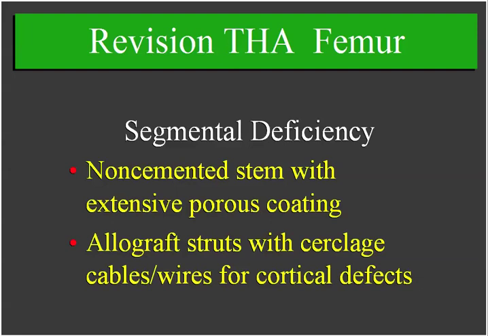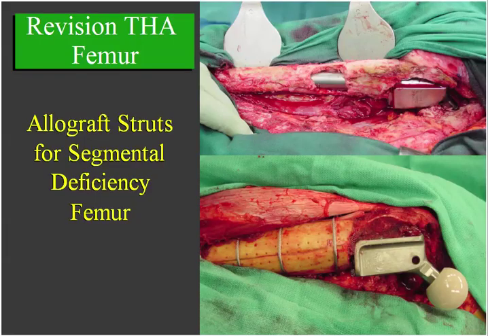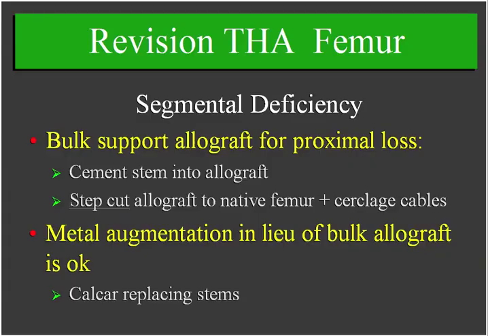Okay. If you have segmental deficiencies, a non-cemented stem with extensive porous coating is still used. Allograft struts with cables and wires are used for the cortical deficiencies. Here's a situation: big hole in your bone from osteolysis. You put a stem that goes well below that, and then you use allograft struts with multifilament cables to fill those defects.